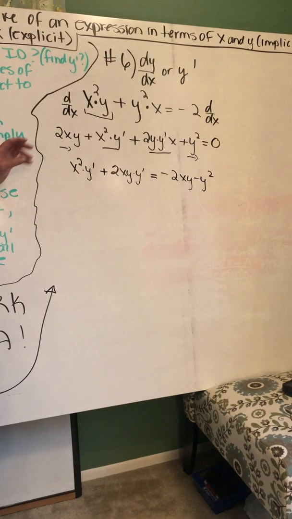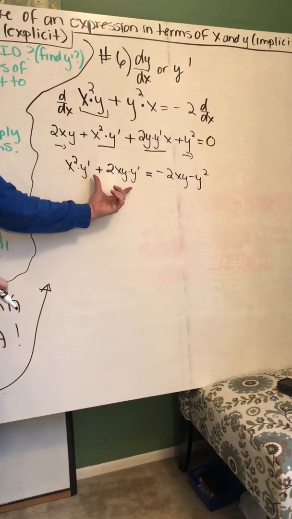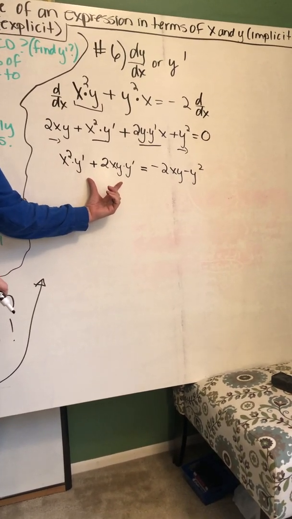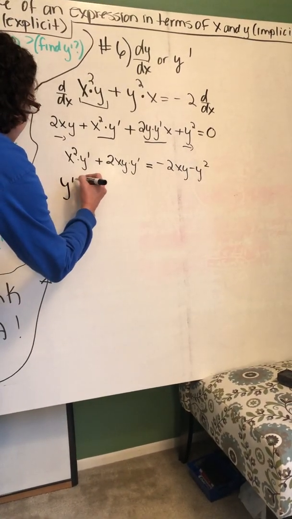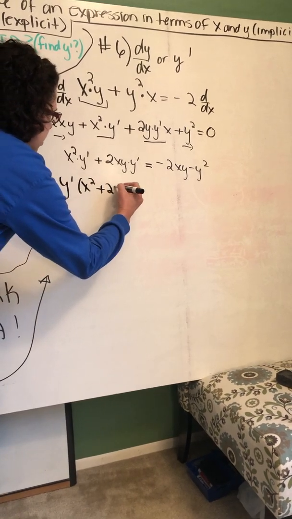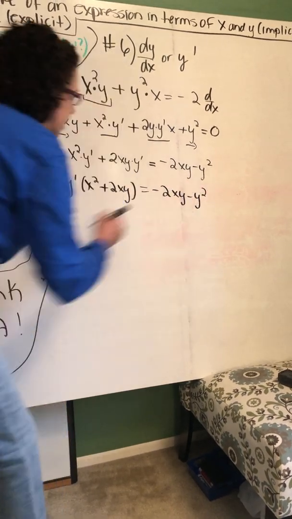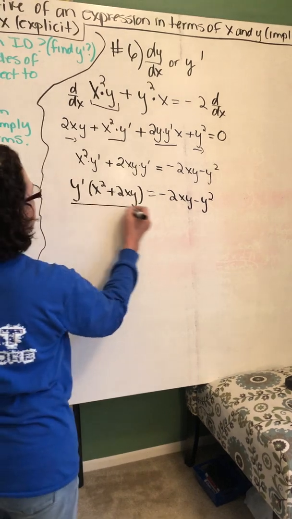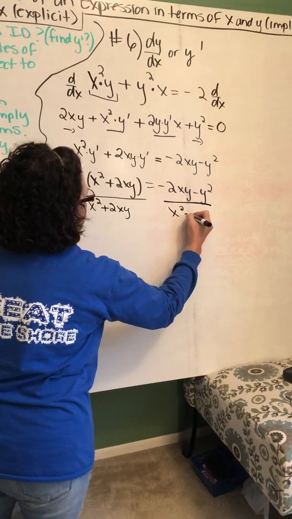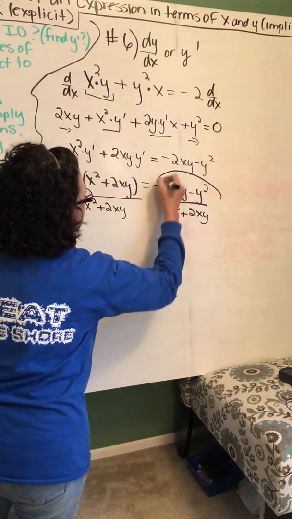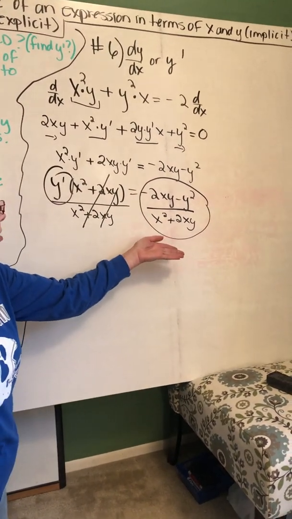Now, why did I do this? Why do I like just terms with y prime on one side? Because I'm trying to solve for y prime, and now I can factor it. It is in common in both these terms. It's not in common here, so I had to get rid of them. Now there's a y prime in common. I will write what's left. I'm just rewriting the right side of the equation. And now, to get y prime alone, I will divide by x squared plus 2xy. There we go. And our y prime is equal to this very interesting expression here.